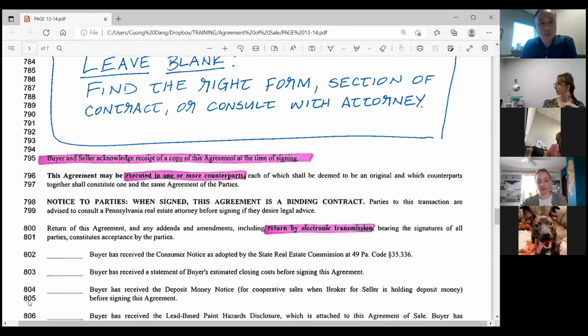"Notice to parties: when signed, this agreement is a binding contract. Parties to this transaction are advised to consult a PA real estate attorney before signing if they desire legal advice. Return of this agreement and any addenda and amendments, including return by electronic transmission bearing the signatures of all parties, constitutes acceptance by the parties." So there you go. We're just talking about DocuSign there, electronic signatures. This allows it.